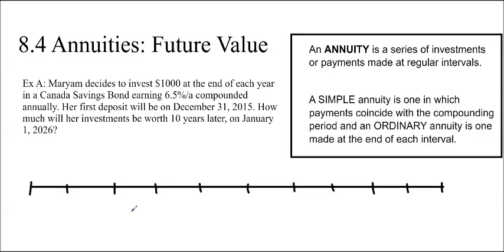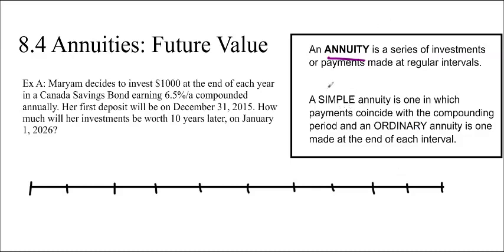This is 8.4, Annuities. We're going to be talking about future value. So what is an annuity? An annuity is a series of investments or payments made at regular intervals. So you can think about something like a mortgage, or when you're trying to save money, sometimes you'll just put money in every month, try to put in the same amount of money every month. That counts as an annuity.